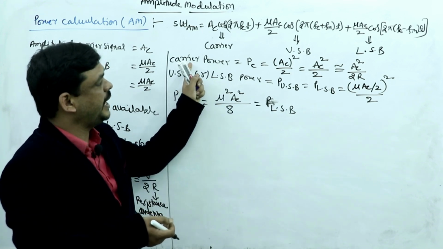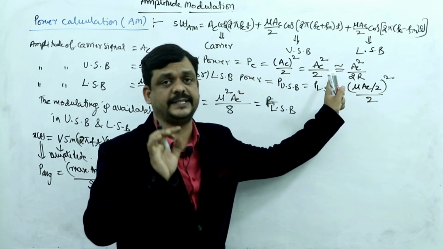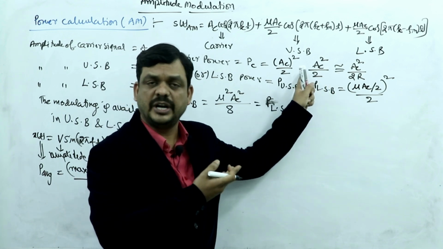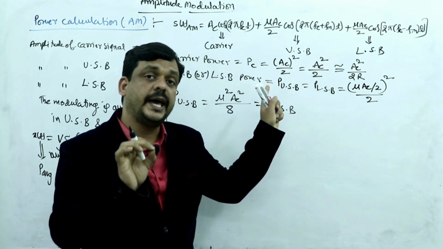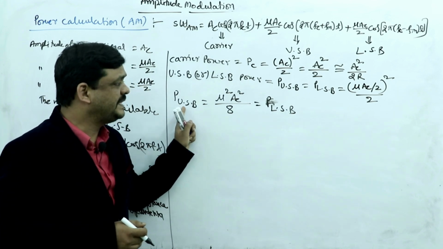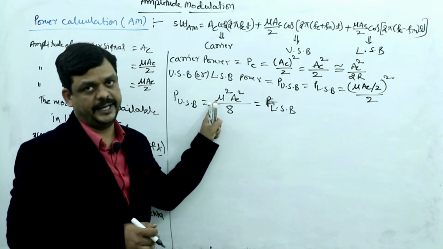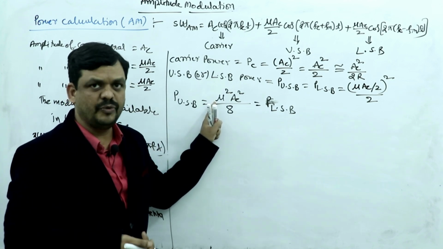The carrier power does not depend on the modulation index. Mu is not there here, mu is not defined in this. That's why carrier power does not depend on the modulation index. But upper sideband power and lower sideband power depend on the modulation index, right? So they depend on the mu value.